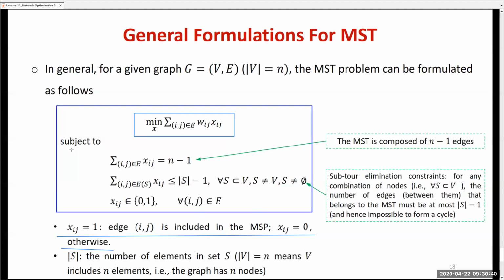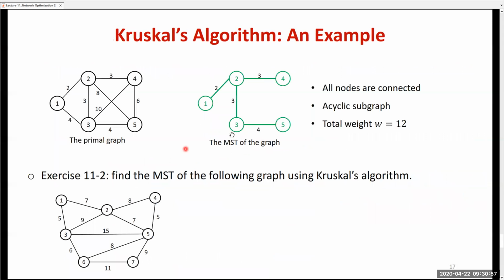The next one is the constraints. But the constraints here are not that simple. Why? Have a look at this example. Here, in total how many nodes do I have? I have 5 nodes, right? How many edges in the spanning tree? I have 4 edges, you see it?